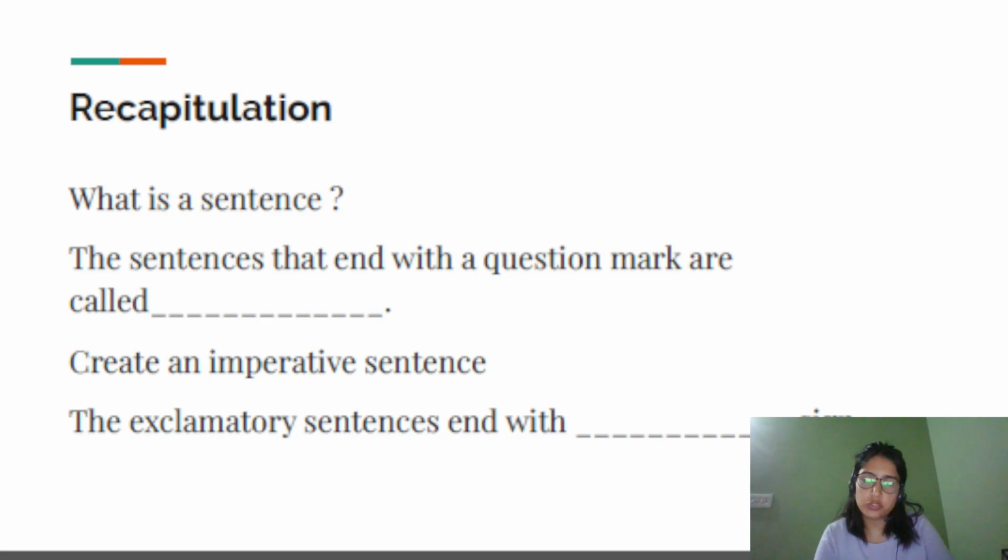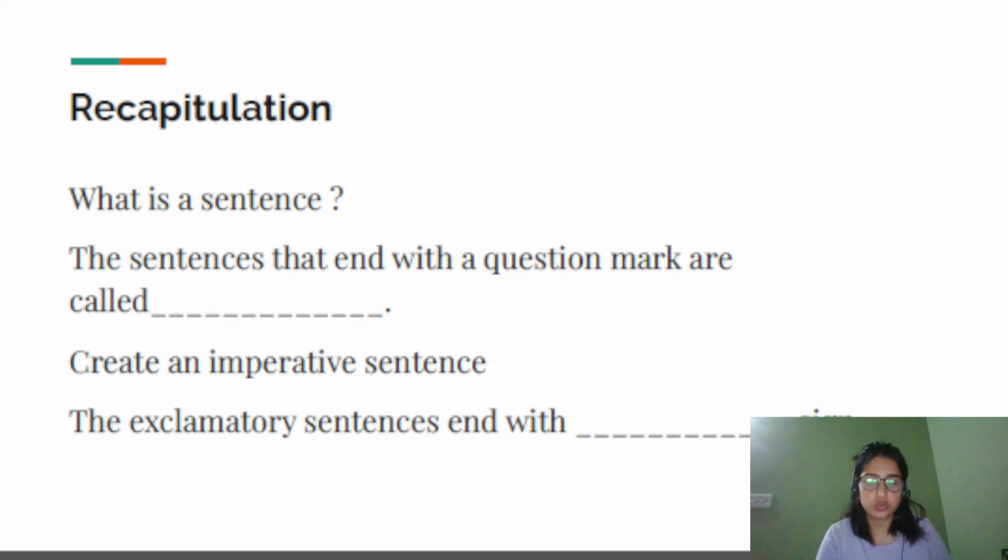Now you'll be giving answers to these questions in the comment section below. So what is a sentence? A sentence is a group of words which is making a complete sense basically. Yes, you're right about it. The second question is, the sentences that end with the question mark are called as what? The sentences that end with the question mark are being called interrogative sentences, because a question is being asked in those. So you will create an imperative sentence.